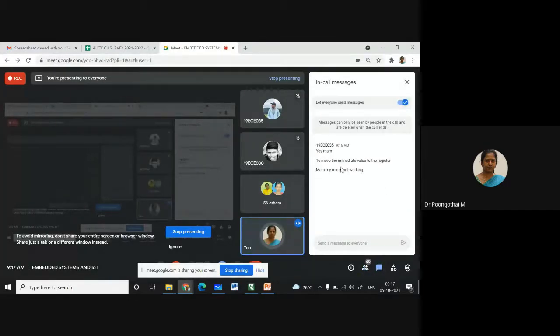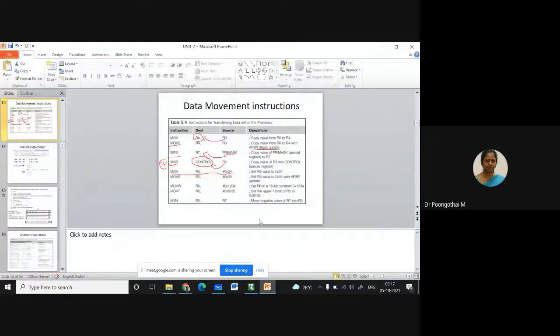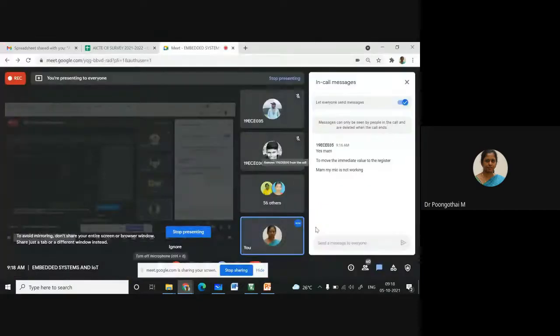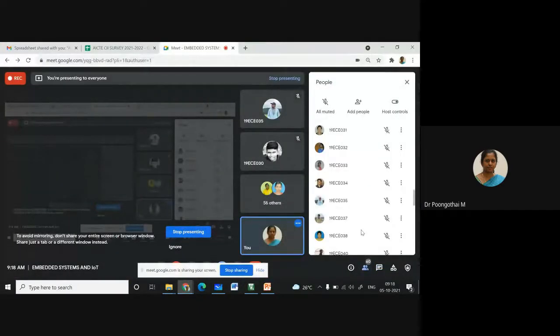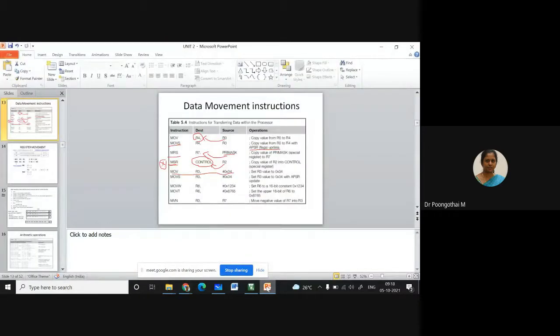To move the immediate value to the register. Okay. So what is the next one? Move S. Roll number 44. You asked for attendance, now tell me. Yes, okay. Tell me the answer. What is move S R3, hash 34?